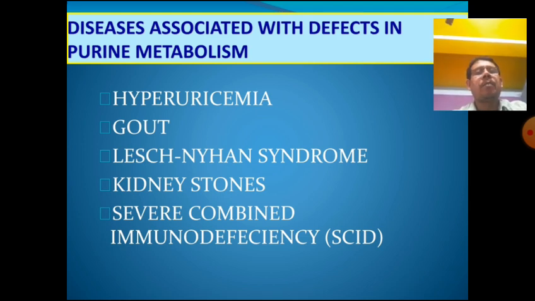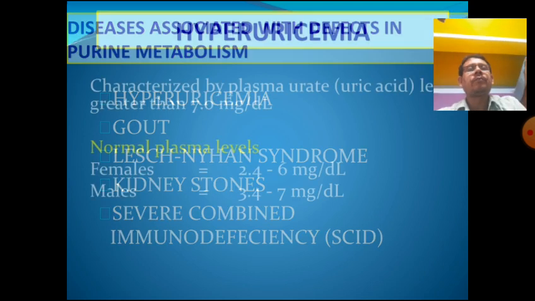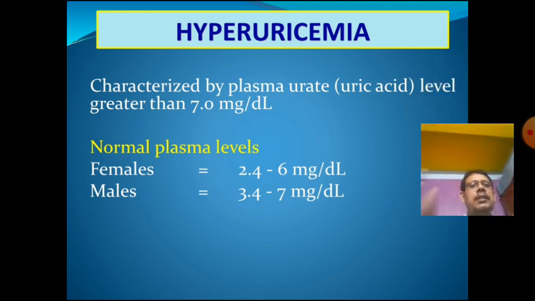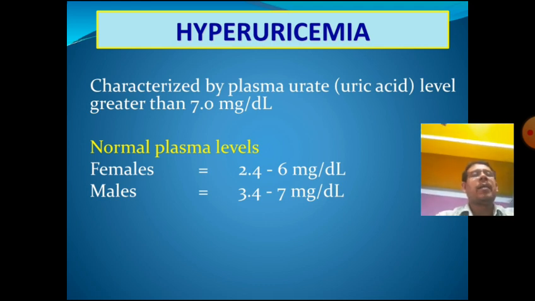So these are the five important disorders caused by abnormal metabolism of purine: hyperuricemia, gout, Lesch-Nyhan syndrome, kidney stone, and severe combined immunodeficiency, SCID. First, hyperuricemia. What is hyperuricemia? Hyper means increased, and uric means uric acid, so the plasma uric acid level is greater than 7 mg per dl. The normal plasma level in females is 2.4 to 6, and in males 3 to 7. If the uric acid level is more than 7 mg per dl, it is called hyperuricemia.